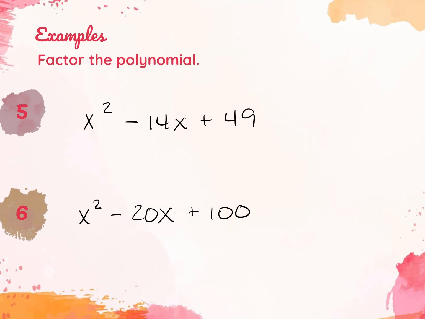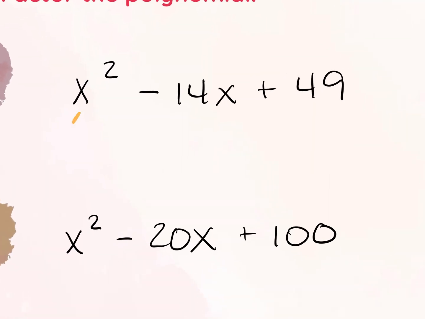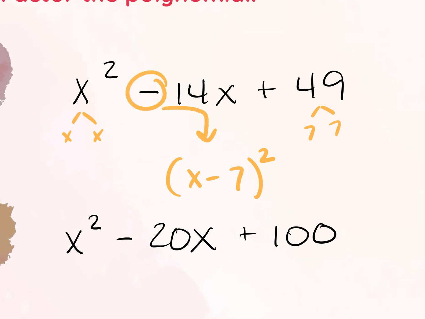All right, let's look at the next one. X squared is a perfect square, and 49 is a perfect square. So what times what gives us x squared? And what times what gives us 49? So what's going to go into my parentheses squared? X minus 7, because we have a minus in the middle here, so minus goes in the middle there.